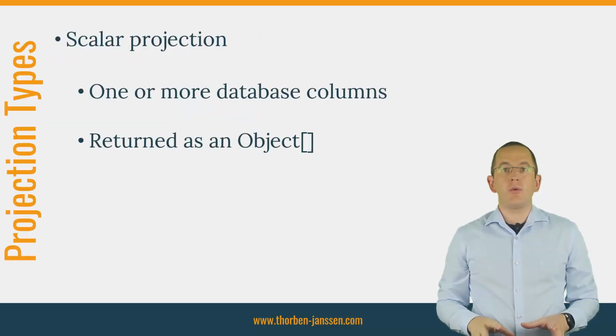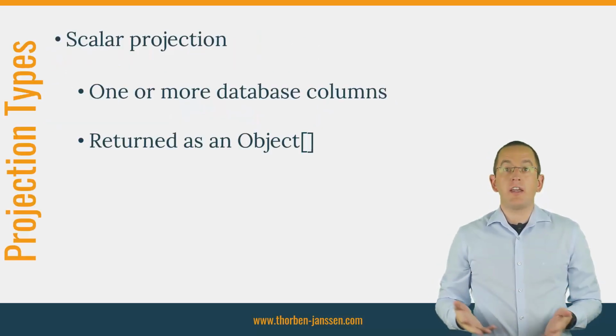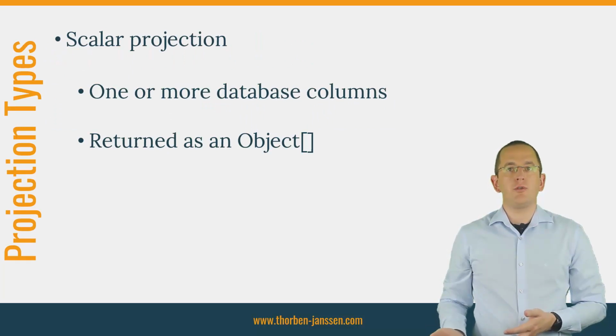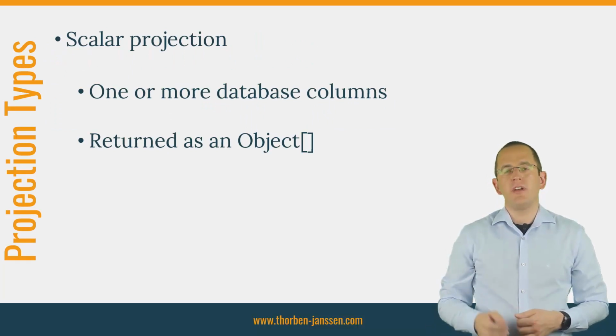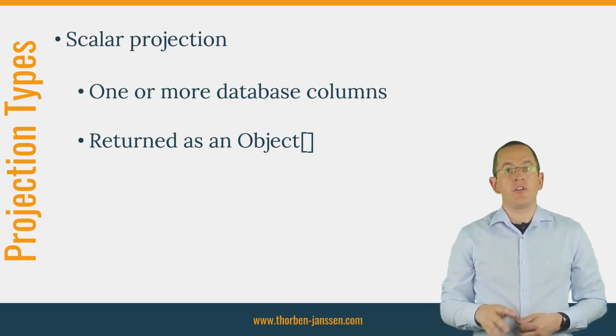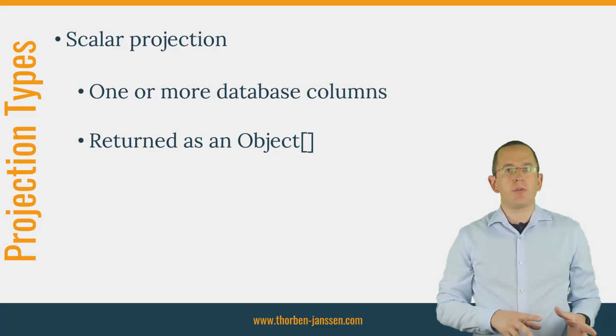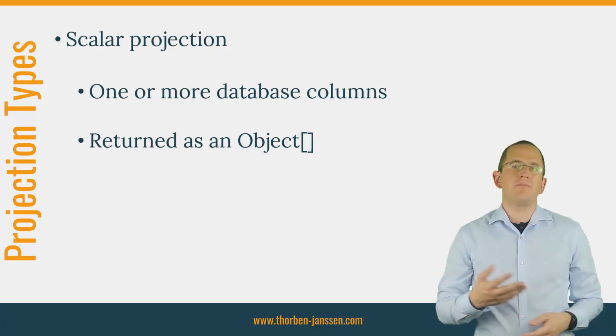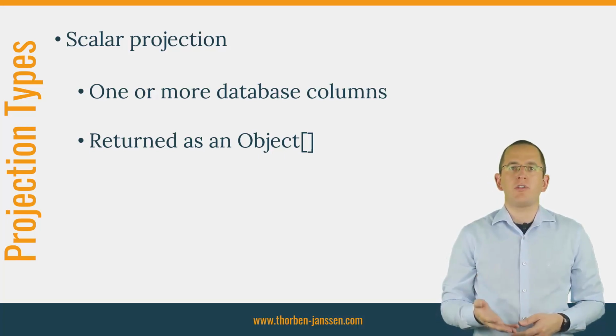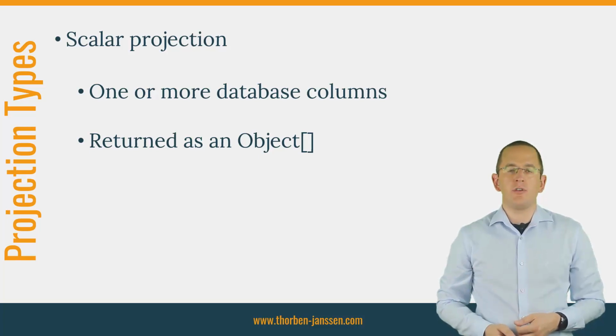Based on JPA's query capabilities, Spring Data JPA gives you several options for defining your use case's perfect projection. You can use a scalar projection that consists of one or more database columns that are returned as an object. This projection provides great performance for the read operation, but it is used rarely. This is because DTO projections offer the same benefits while being much easier to use.